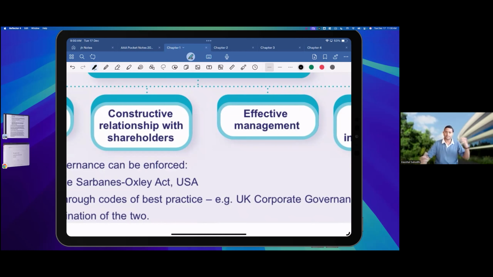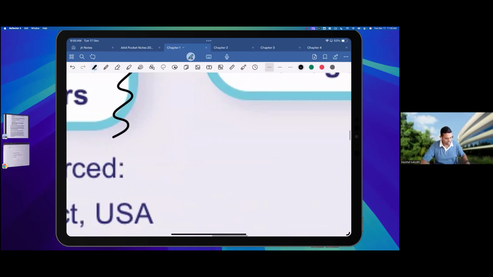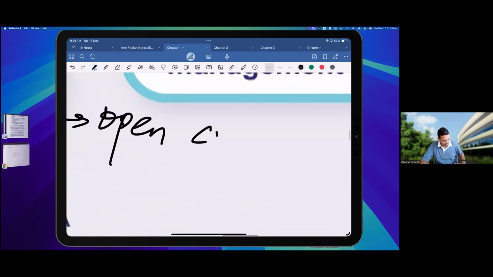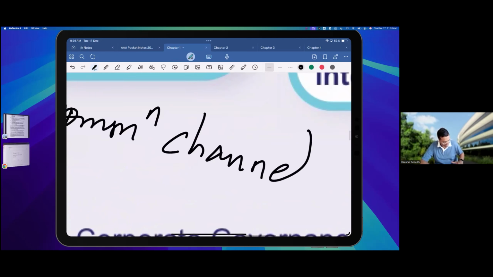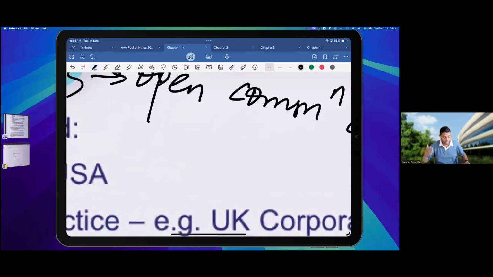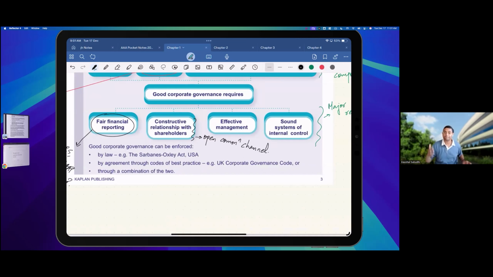You cannot just say that, well, this is what you want, these are your duties, we just go ahead and fulfill all the requirements whatsoever your duties may be, right? So that's what you call constructive relationship. That means an open communication channel, or you can say, understanding the shareholders' duties, understanding the shareholders' rights.